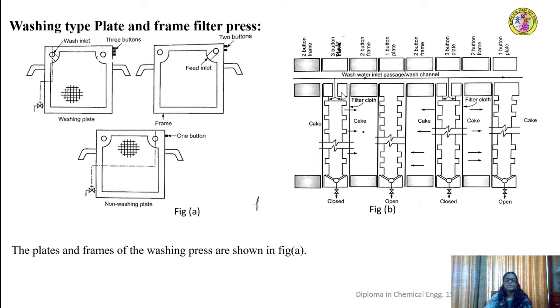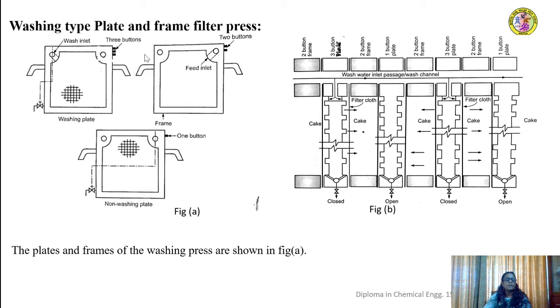Okay, the arrangements of plates and frame will be in the same way as we have observed in the previous non-washing type of plate and frame filter press, except that here we have two different kinds of plates. So one is called a washing plate, another one is called non-washing plate. In the washing plate, there is an arrangement for taking the wash liquid inside the filter press. So that is done by providing another corner hole opposite to the corner hole which we used for creating a feed channel in the non-washing type of plate and frame filter press.